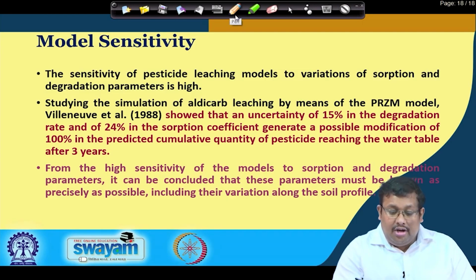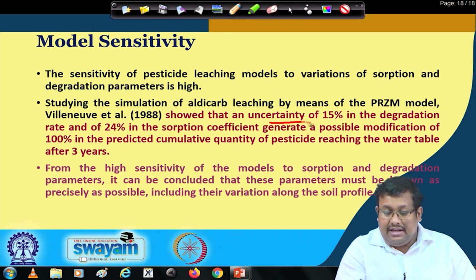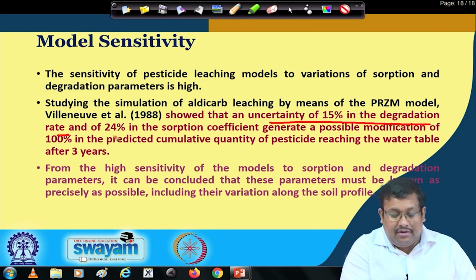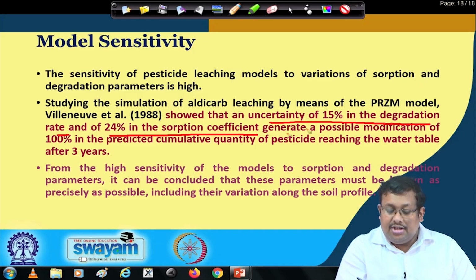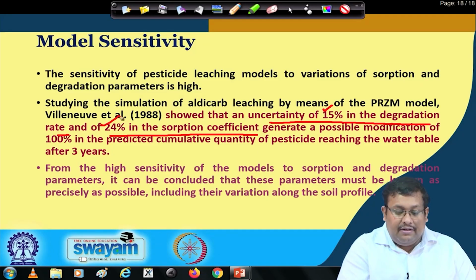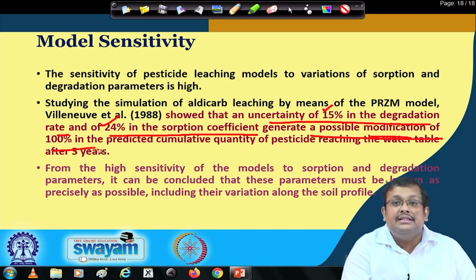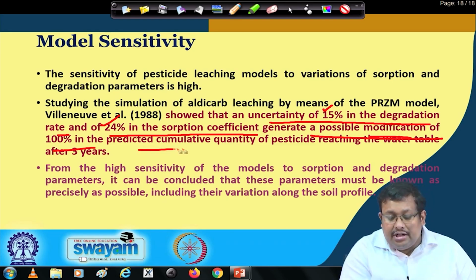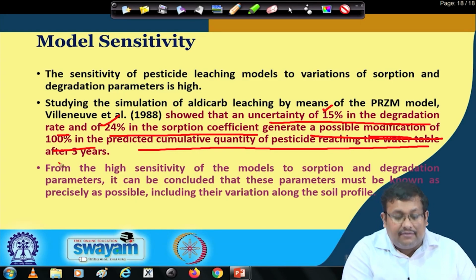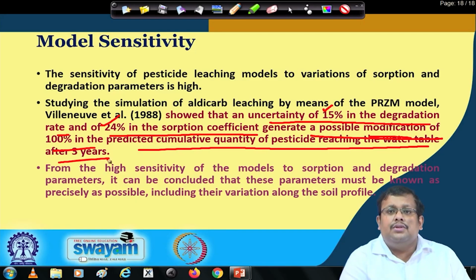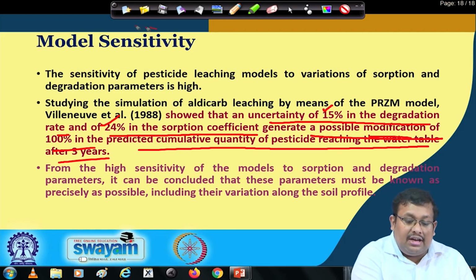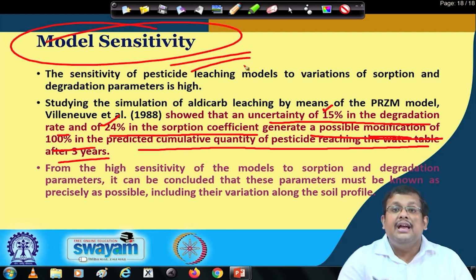So, they showed that there are two input uncertainties, 15% in the degradation rate and 24% in the sorption coefficient, that generate a possible modification of 100%. You can imagine a possible modification of 100% of the predicted cumulative quantity of pesticide leaching to the water table after 3 years. So, this shows the importance of model sensitivity and why we should analyze it.